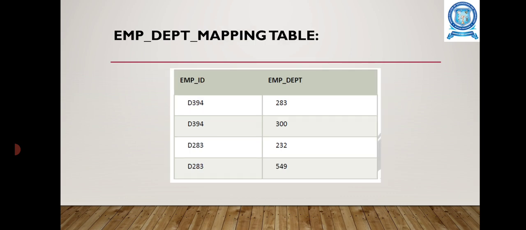Then the third table becomes the employee department mapping. Here the employee ID as well as the employee department is present. Based on the employee ID, it shows which departments that particular ID belongs to. Then this department refers to the department ID from the employee department table, so I can identify the particular employee's department.